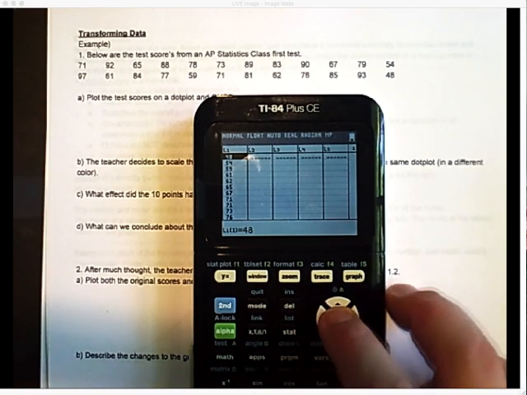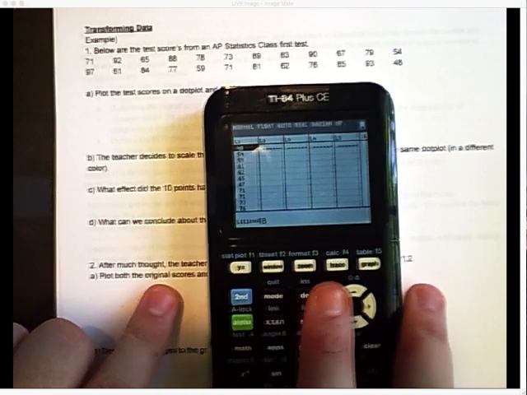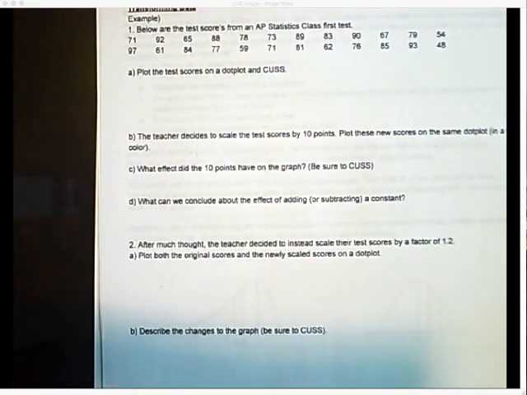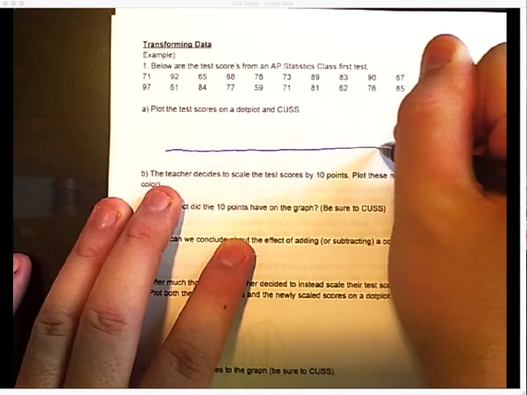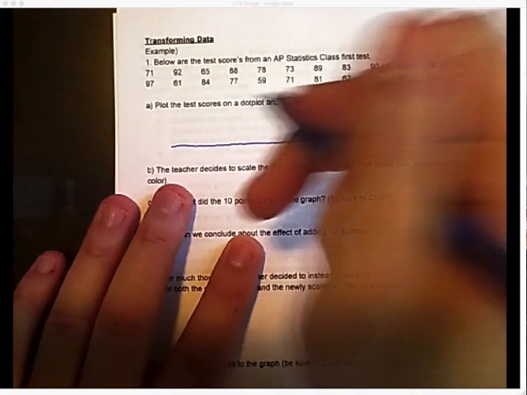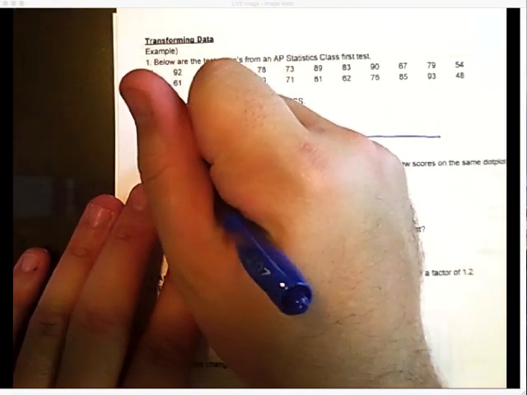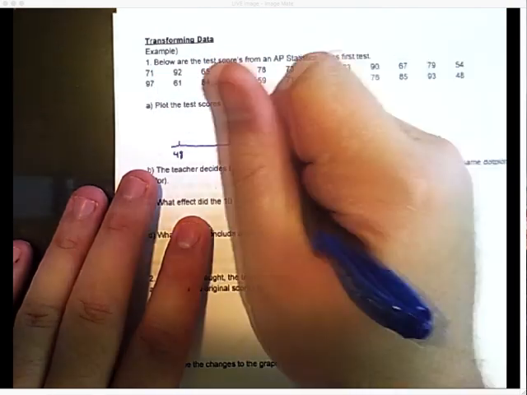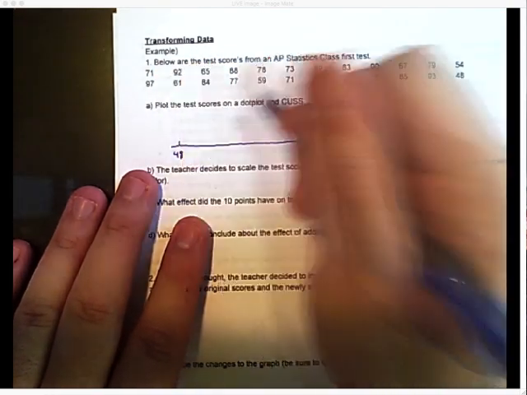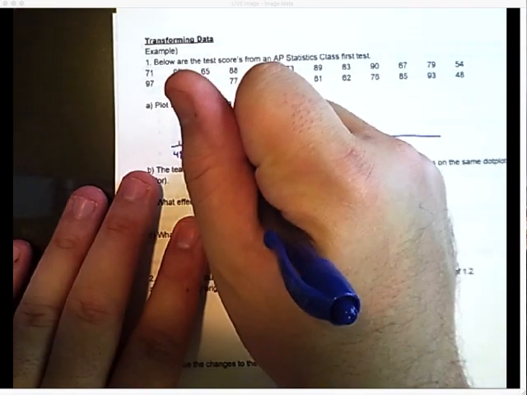So let's go ahead and plot these on the dot plot. Hopefully you remember how to do that. 48 is the lowest one, so 48. Maybe I can scale by, I don't know, 5s.